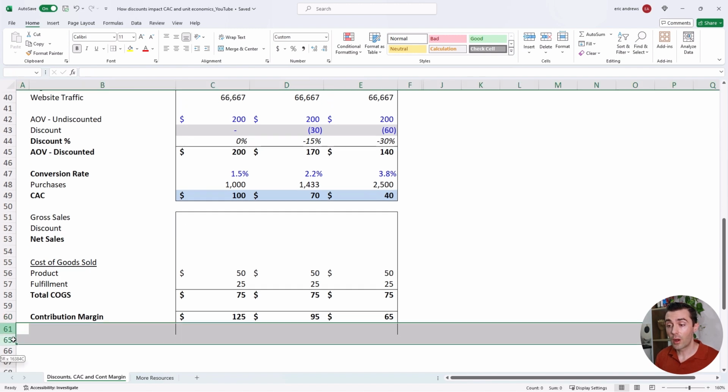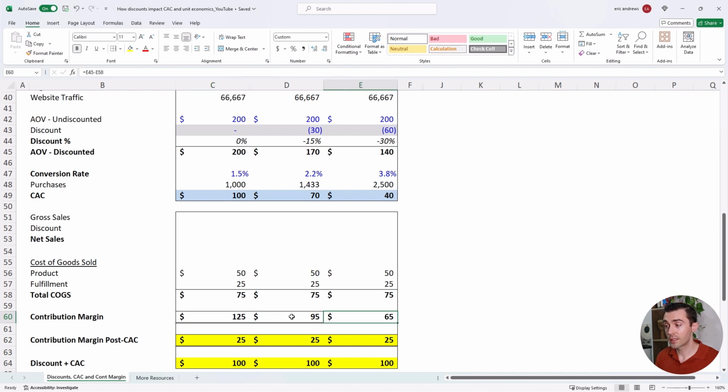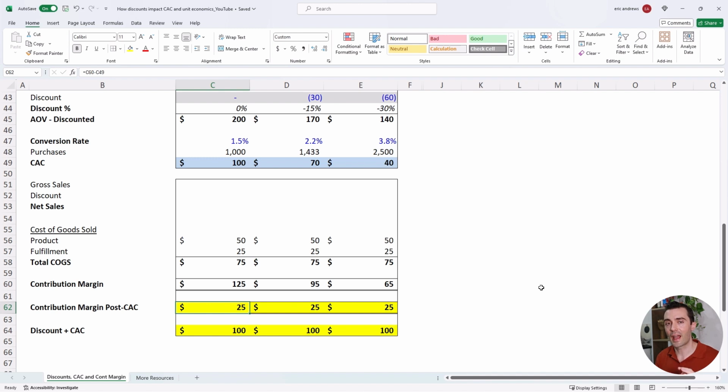But I think you should always include discounts in your contribution margin as well as marketing. So if we also include the marketing, so this contribution margin just includes discounts. This contribution margin also factors in your CAC. And so this really gets to the bottom of the profitability of your customer, because discounts and CAC make no mathematical difference when it comes to unit economics. Both reduce customer lifetime and customer profit equally.